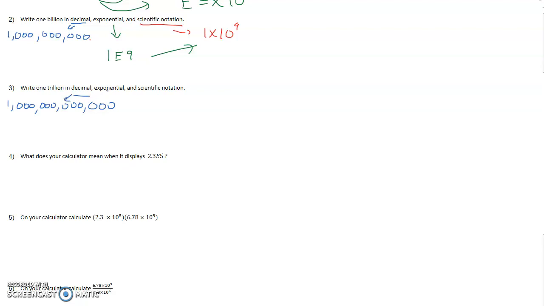Now let's just go ahead and try to write the exponential right away. Think about this. We're going to move the decimal 3, 6, 9, 12 places. So the exponential notation is going to be 1 e to the 12th power. Again, that e is times 10 to the 12th. And then finally, scientific would be also 1 times 10 to the 12th power.